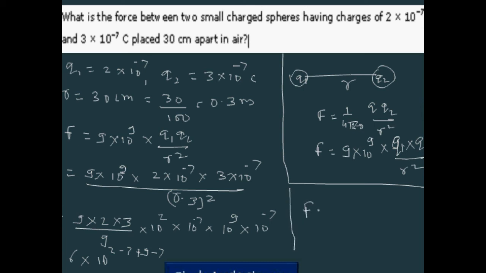So the net value of force is 6 × 10^-3 Newton. The direction of force will be repulsive because like charges repel.